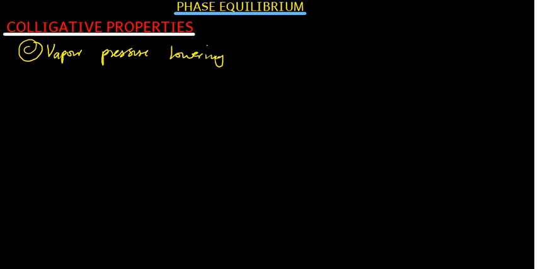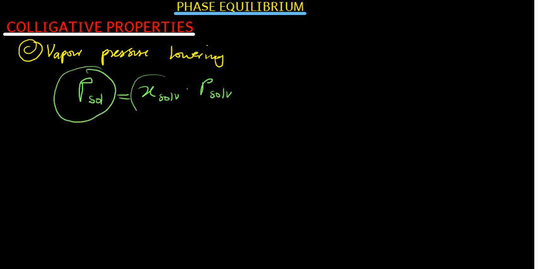So the vapor pressure of a solution is given by the mole fraction of the solvent multiplied by the vapor pressure of the solvent. That is how we get to do it. So the solution is to get the mole fraction of the solvent multiplied by the vapor pressure of the solvent. But how do we get to calculate the mole fraction?